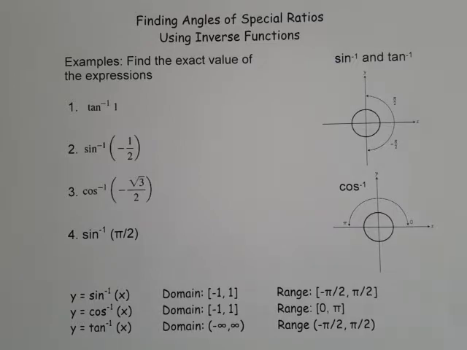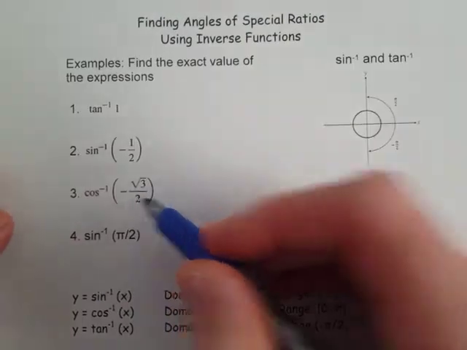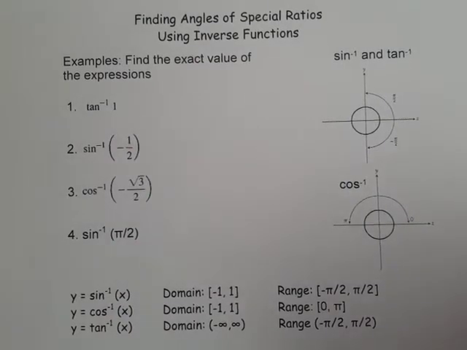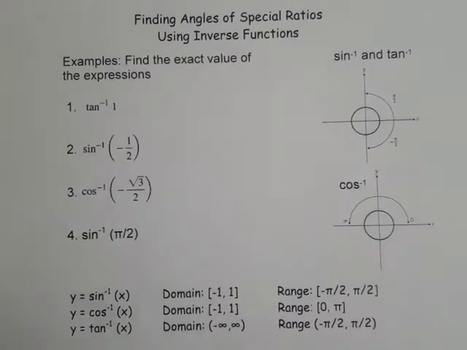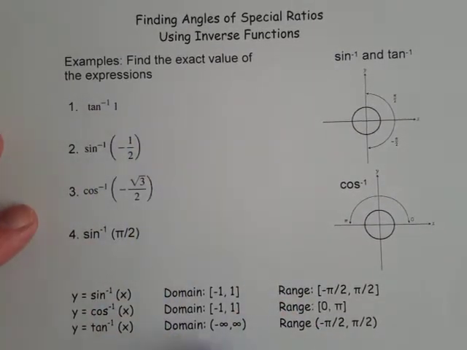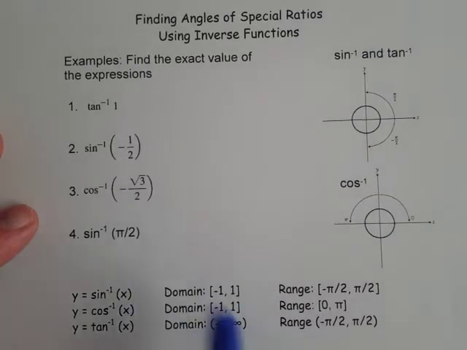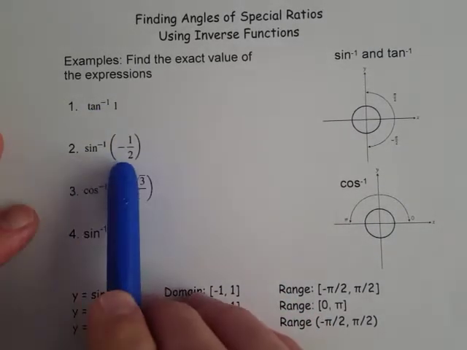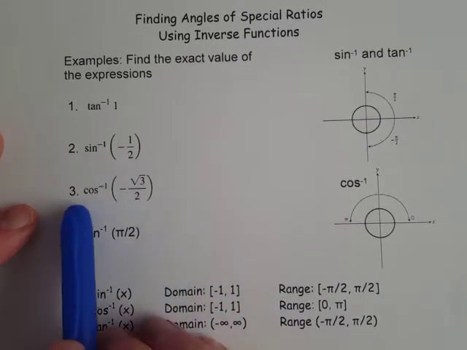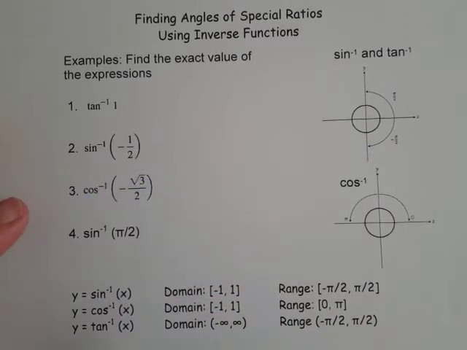We want to start on any one of these by first just determining if the problem can be done. The way we do that is by looking at what's inputted in the function, like 1, negative 1/2, negative square root of 3 over 2, and pi over 2, and we decide, is that within the domain of its particular inverse function? Well, for the first one, tangent inverse of 1, the domain is negative infinity to infinity. That's no problem there. For sine inverse, negative 1/2, that definitely fits within negative 1 and 1. Cosine inverse, negative square root of 3 over 2, is also less than 1. It's negative, but it does fit in the domain here.